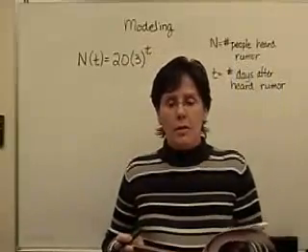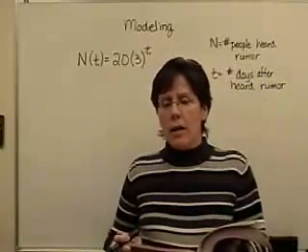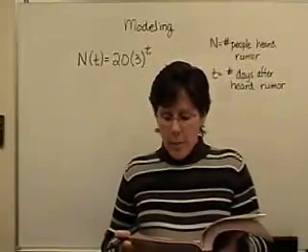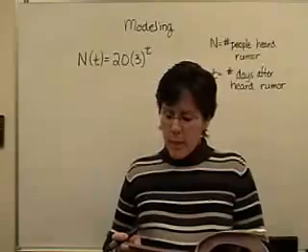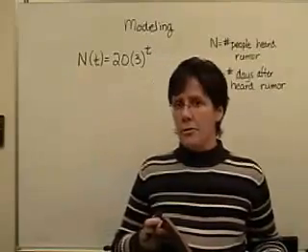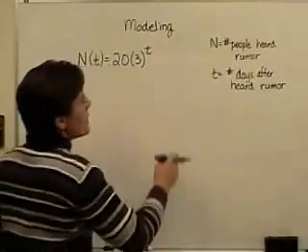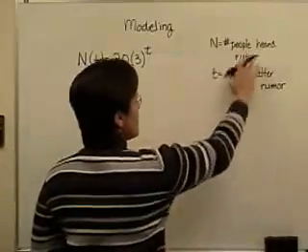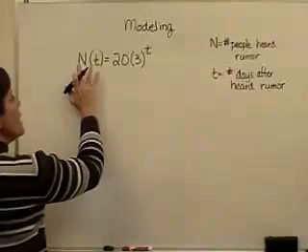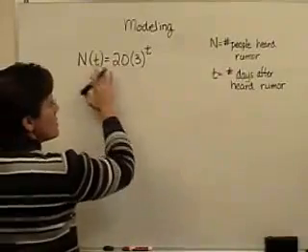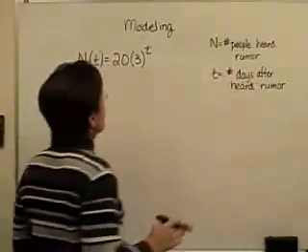There are 3 parts to this question, and I'm going to address them individually. I'll just erase each part as we do it. Part A says, how many people have heard the rumor after 5 days? I have written on the right side of the board over here what the letters represent. N represents the number of people that have heard the rumor. So N equals, and it's a function of time. T is the number of days after they've heard the rumor.